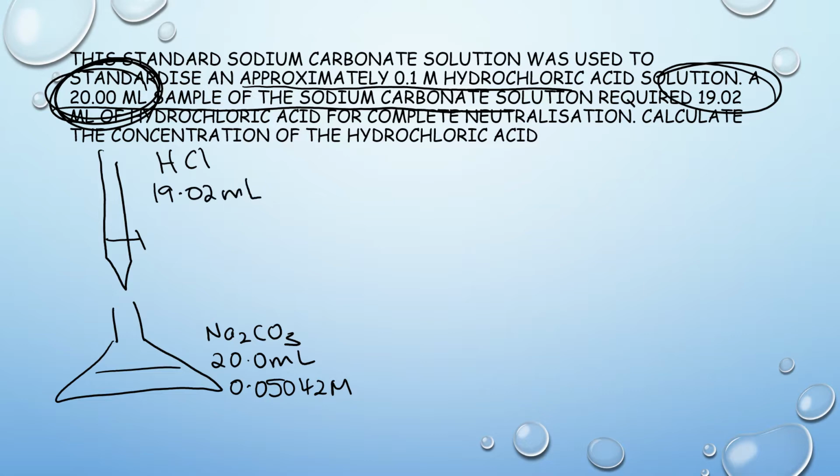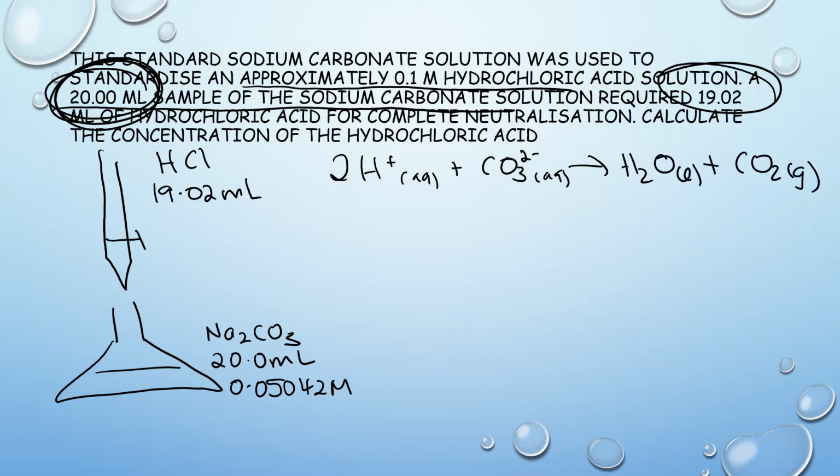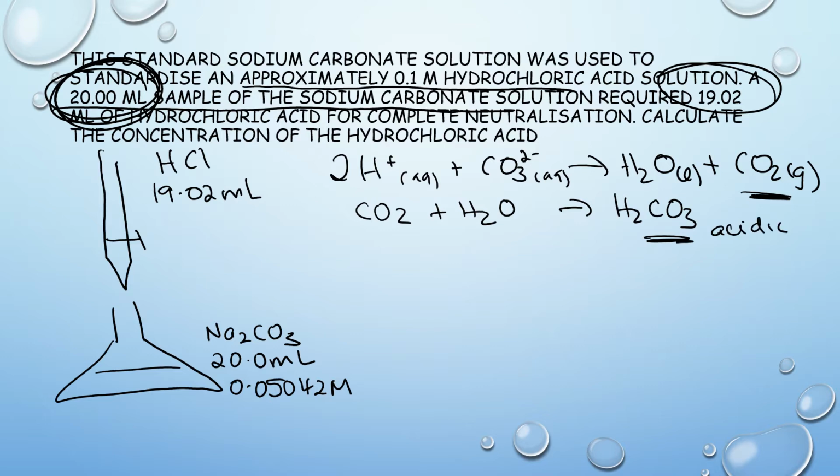So, first step in any stoichiometry is we need an equation. So we have two hydrogen ions react with carbonate ions to give water plus carbon dioxide. Now this will be an acidic equivalence point because the carbon dioxide can dissolve in water to give carbonic acid, and that will make it acidic at equivalence point. So because it's acidic at equivalence point, we would have to use methyl orange indicator.